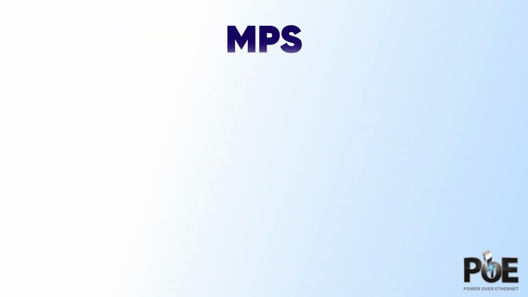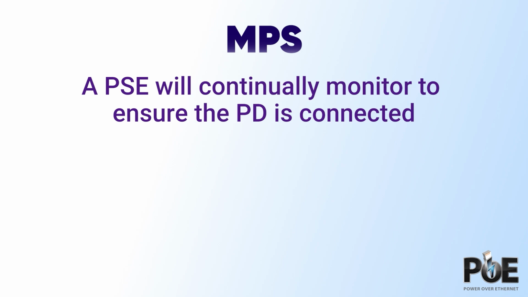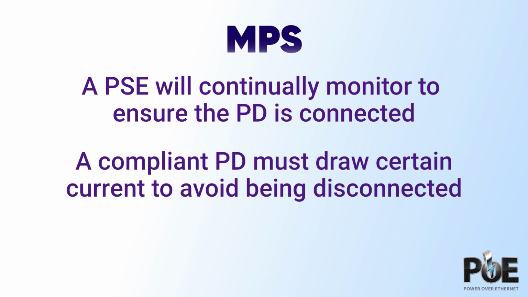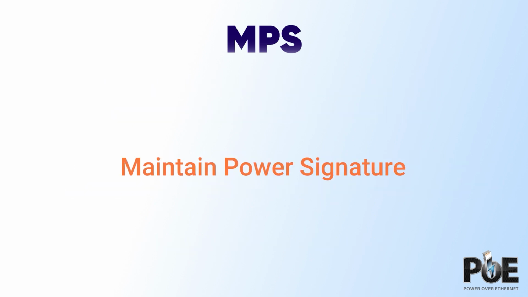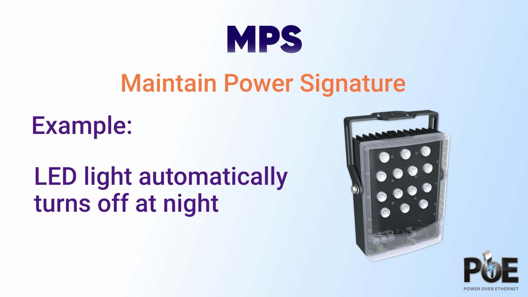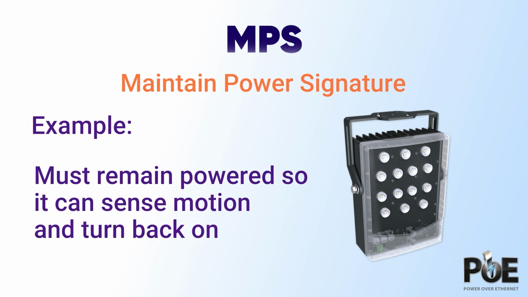Even after applying power, a PSE will continually monitor the link to ensure the PD is still connected. A compliant PD must draw certain current to avoid being disconnected. This minimum current is called maintain power signature. For example, a PoE-powered LED light may shut off automatically at night. The PD's MPS feature informs the PSE that the light must remain powered so it can sense motion and turn back on at any time.